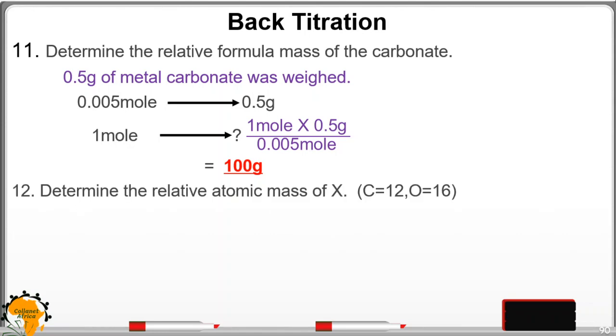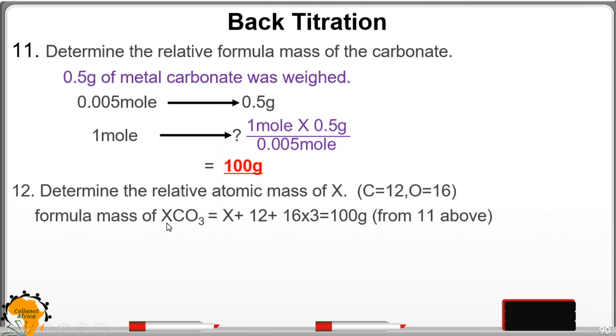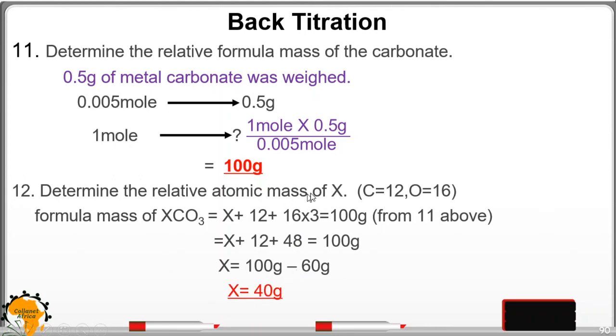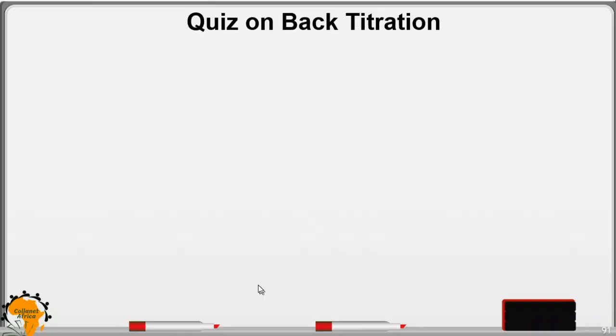Then the last question, determine the relative atomic mass of X. So the formula of X carbonate was that. So the formula mass is X, that we don't know, plus 12 for carbon, then plus 16 times 3 for oxygen. This will give you the relative formula mass from the 11 above. So this one will give you 100. So when you add, you're going to get X will be 100 minus 60. So the relative atomic mass of X will be 40 grams.